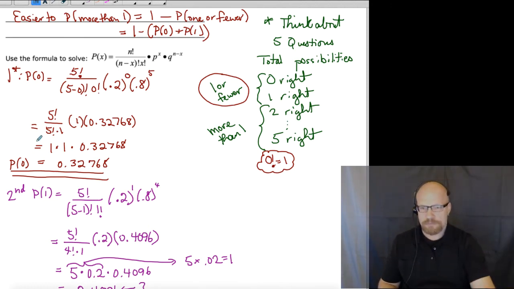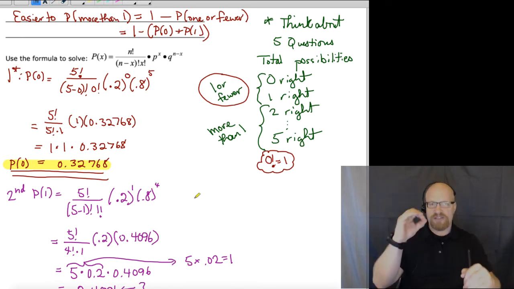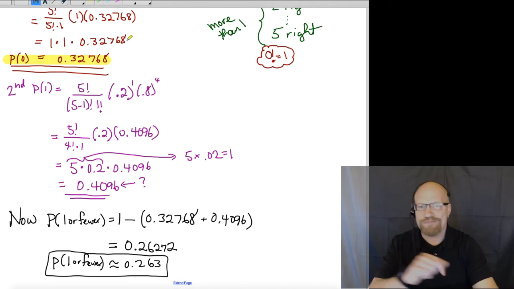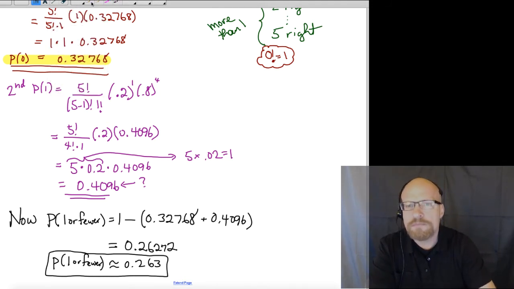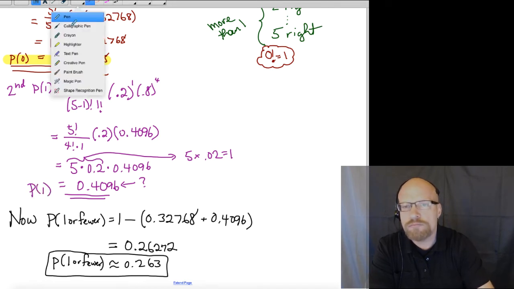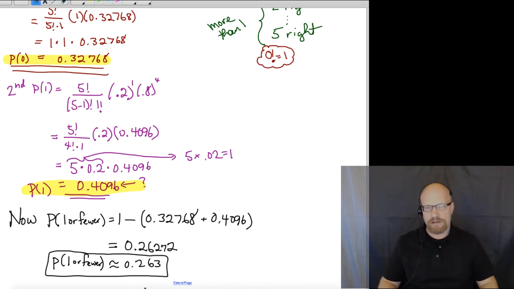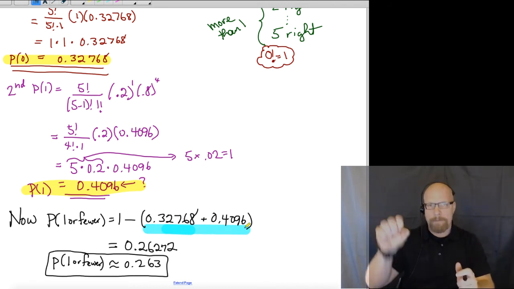So below, probability of 0 right out of 5. Now, probability of 1 right out of 5. Okay? Below that, you can see they're added together, and then 1 minus that.